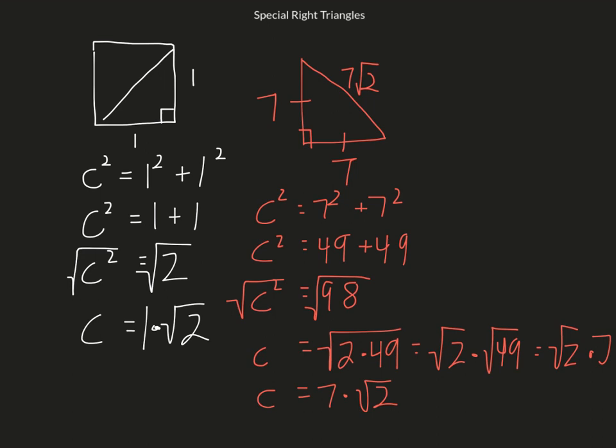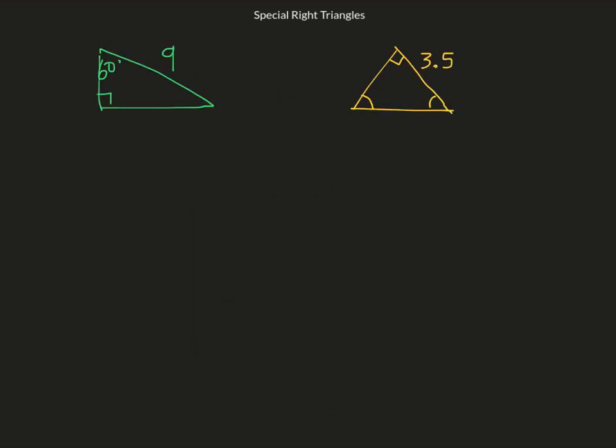Now I'm going to give you a couple of problems to see if you can actually work. Well, we'll do the easy ones first. So can you find all the side lengths for these two triangles? If you'd like to do it on your own, pause the video.